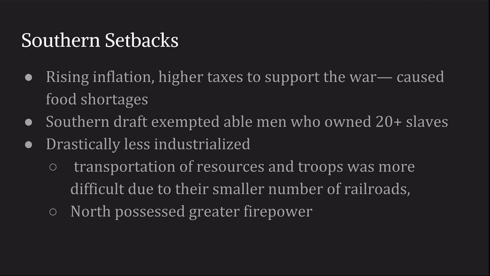The South had a lot of setbacks during the war. Rising inflation and higher taxes caused food shortages. The draft exempted people with 20 plus slaves, so basically pretty wealthy people. They were a lot less industrialized. They didn't have as many railroads, and the North just had better firepower.